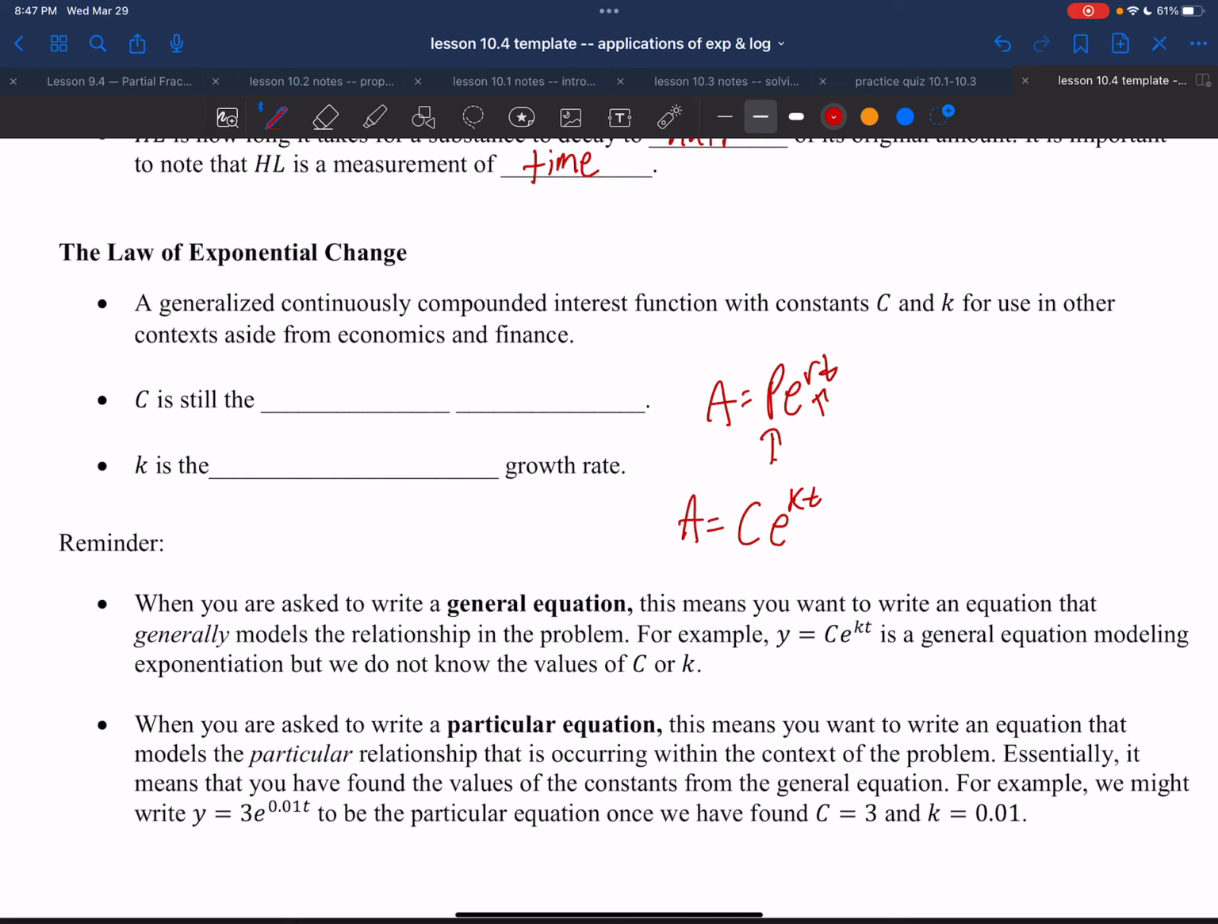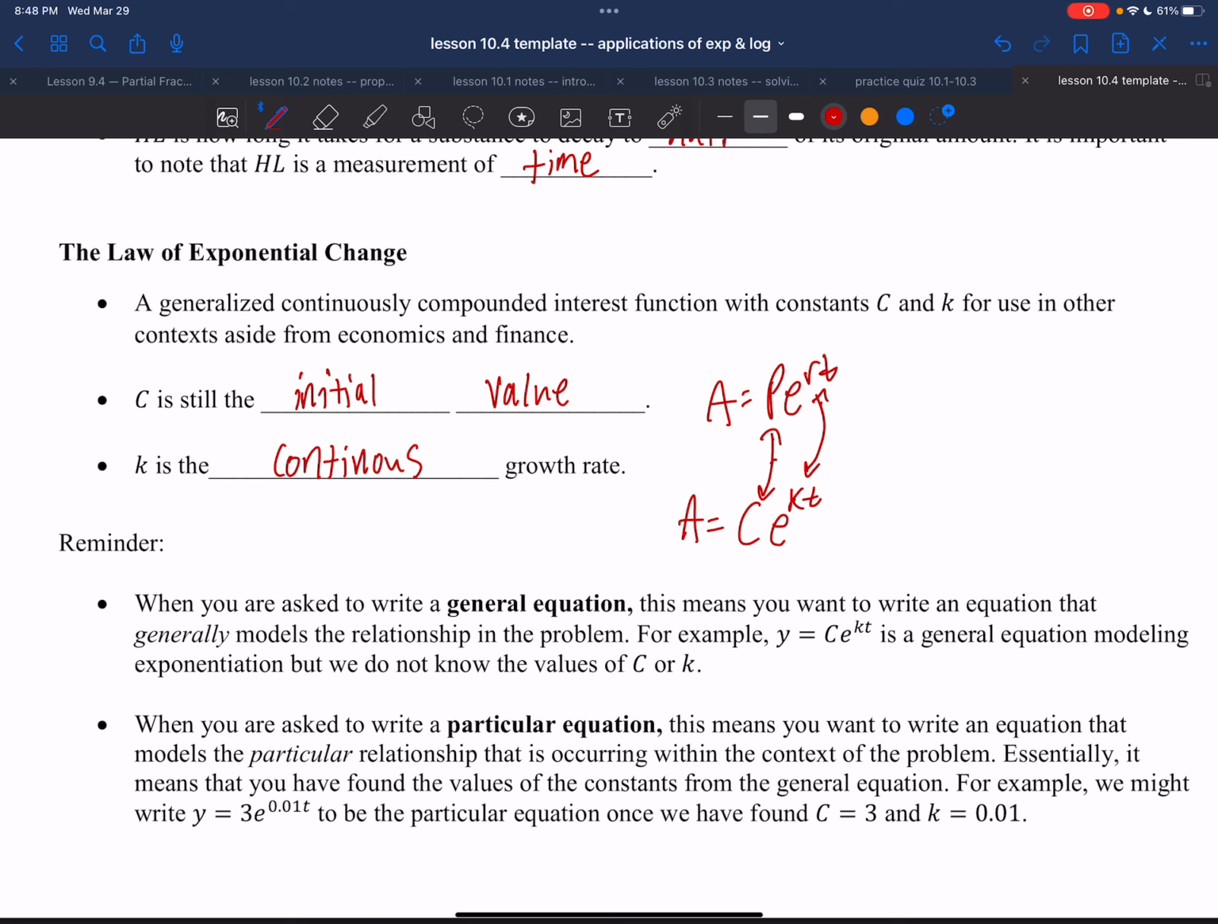But guys, P and C are the same thing. R and K are the same thing. It's just different letters, all right? C is still the initial value. That has not changed. And K is the continuous growth rate, okay? There's absolutely no difference there.